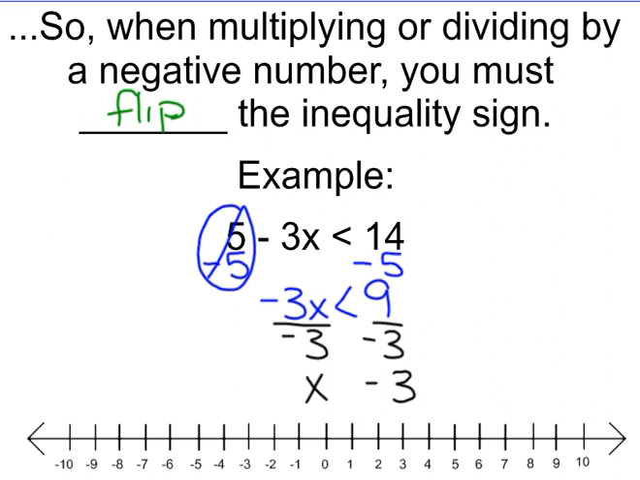And this is the part where we have to remember our rule. The number that I multiplied or divided by on both sides was a negative, and so I need to make sure that I flip my sign. Instead of less than, I'm going to use the greater than symbol. So my final answer: x is greater than -3. And then we can graph it. This will be an open circle, and everything greater than x would be the numbers to the right. So we'll fill in our arrow to show that x is greater than -3.